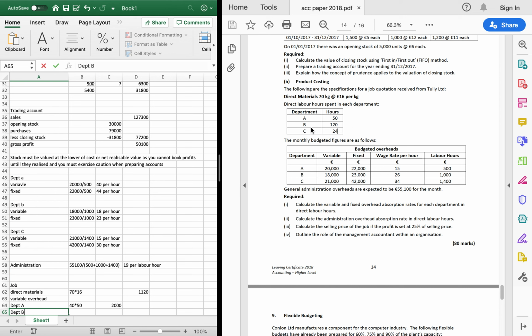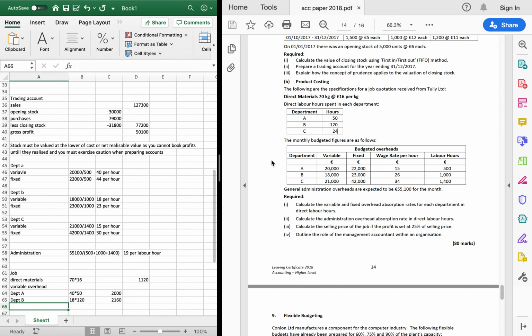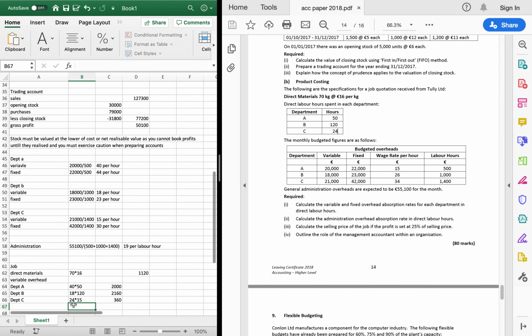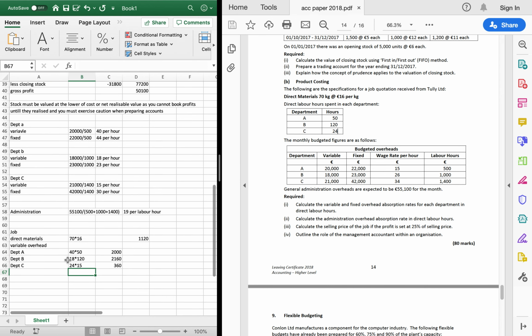For department B, your variable overheads is 18 per hour, so 18 by 120. And for department C, it's 24 by 15. Okay, that's your variable overhead.